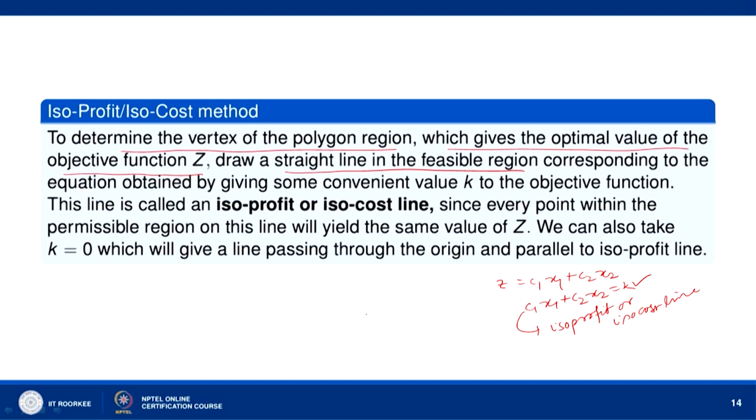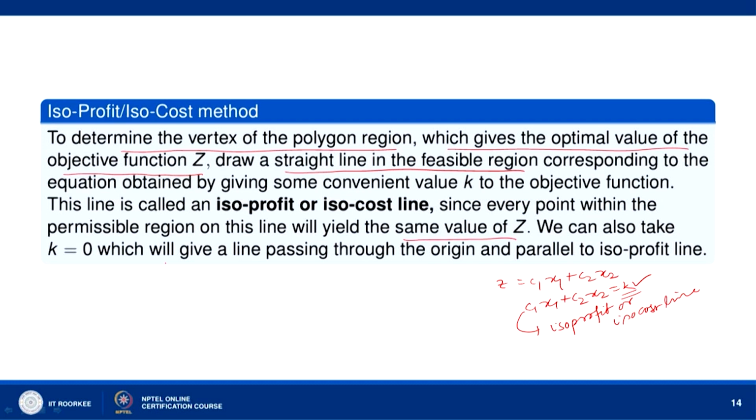Every point within the permissible region on this line will yield the same value of k. Now, every point on this line within the permissible region will have the same value k, because k is a constant. So, whatever points x1, x2 lie on this line, c1x1 plus c2x2 equal to k, they will all give the same value of z, that is k.